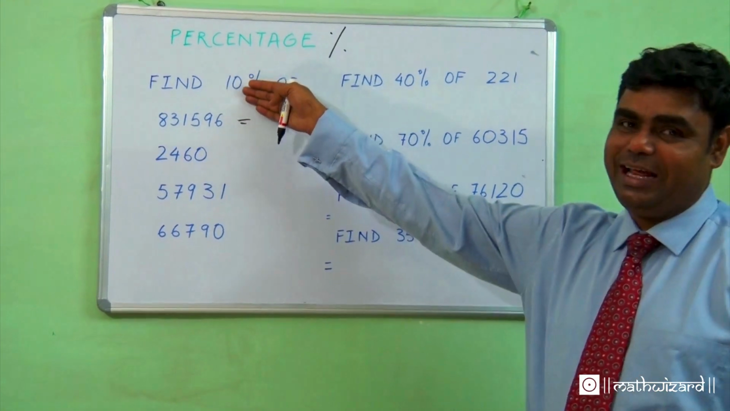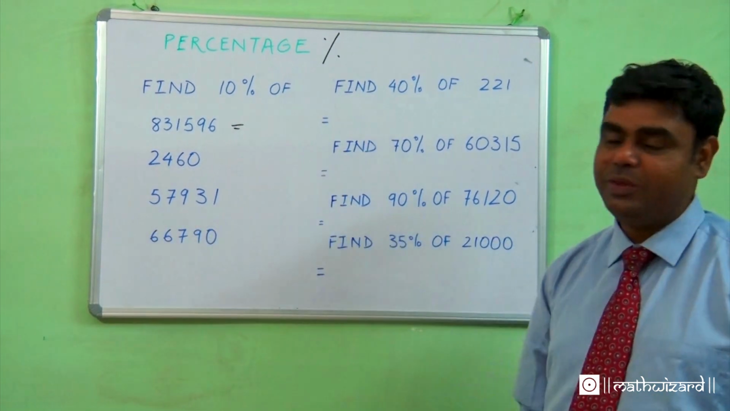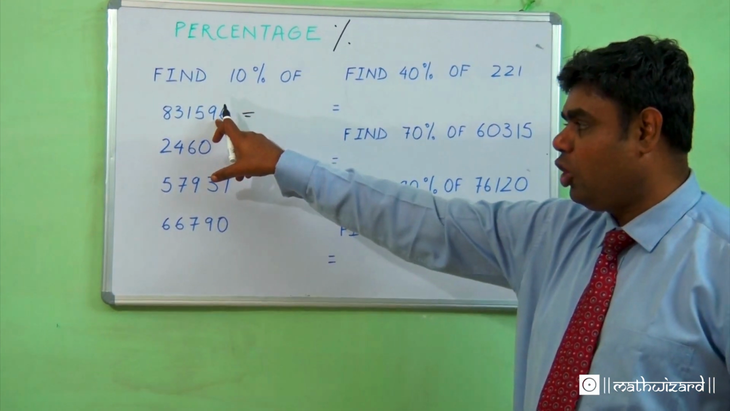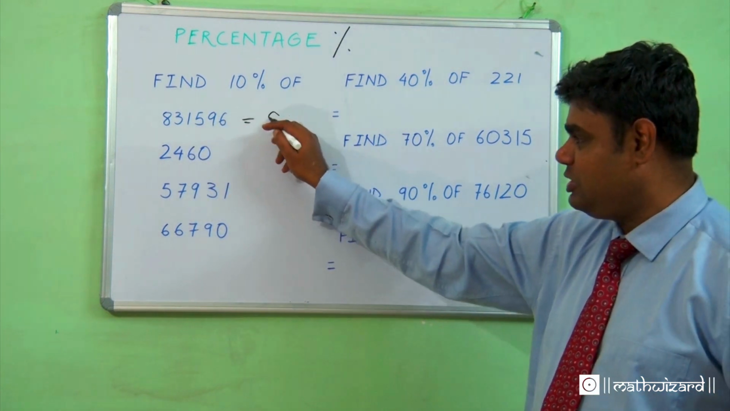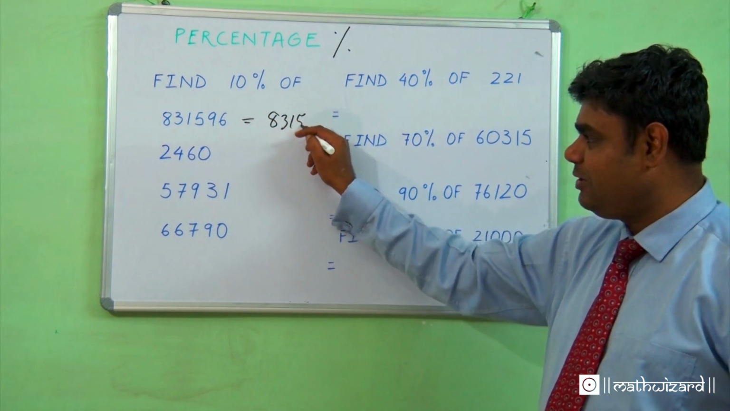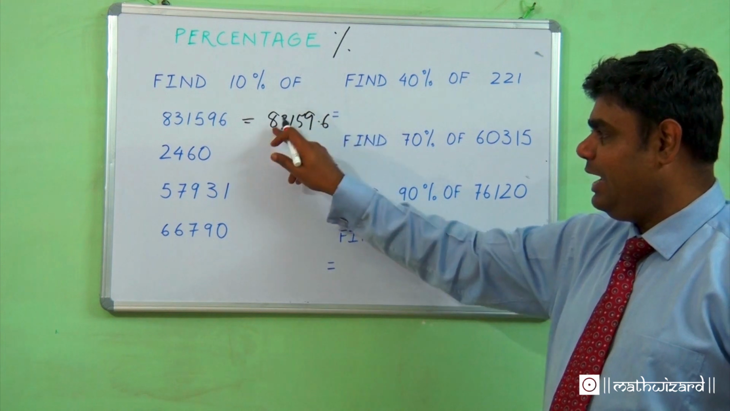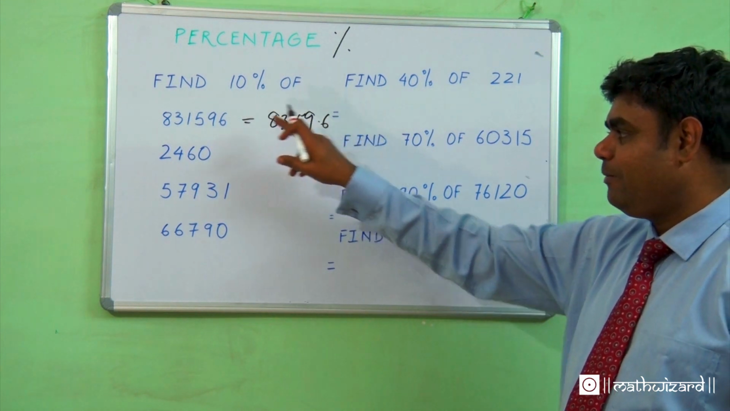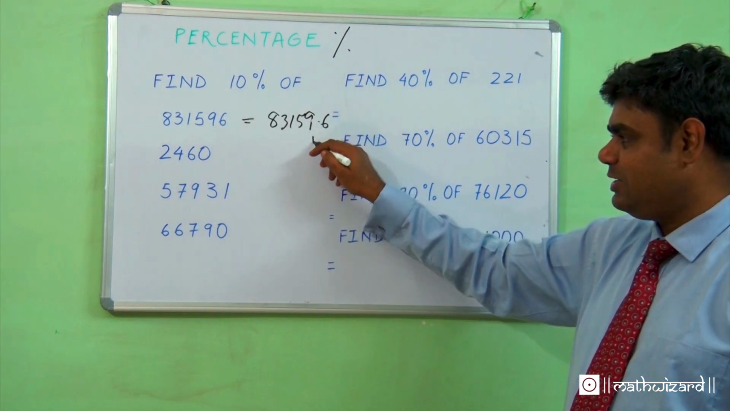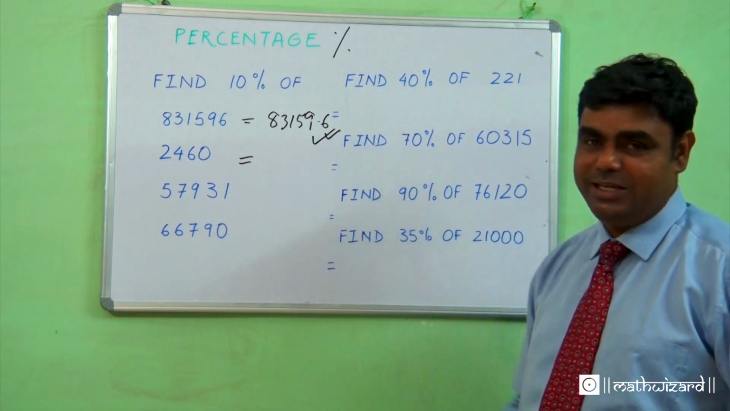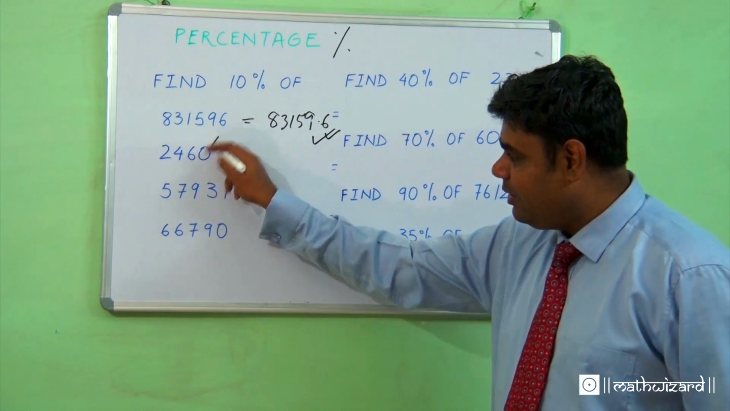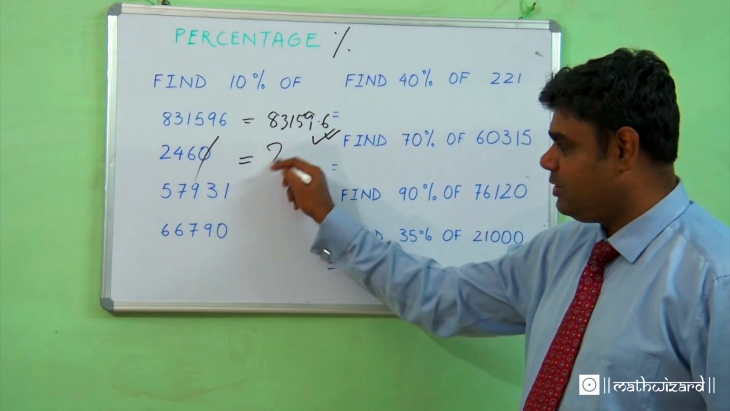If you are asked 10% of any number, simply put a dot if there is no zero. Just put a dot before the last digit. So what is my answer? 83159.6 is my answer. In this question, I can see a zero. Simply remove a zero. That's my answer.